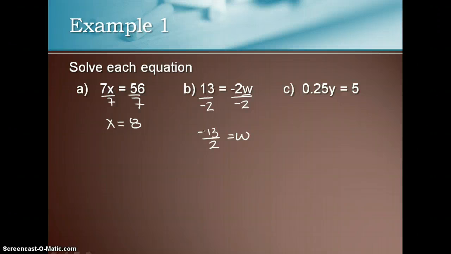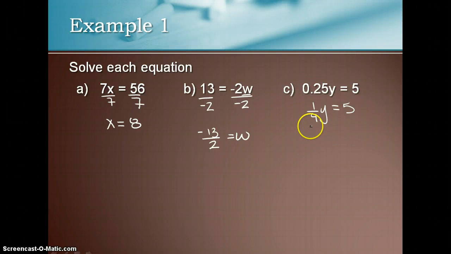And then c is 0.25y is equal to 5. I'm going to actually change 0.25 into a fraction because I think working with a fraction in this case will actually be easier. So this is actually going to be 1/4 y is equal to 5. So this is an example where one kind of turns into multiplication over division, because if you divide by a fraction, you're actually multiplying by its reciprocal.